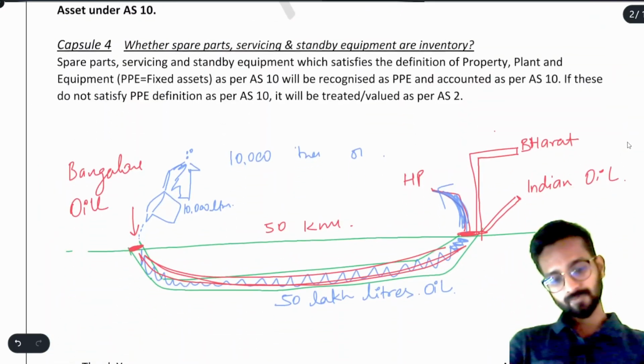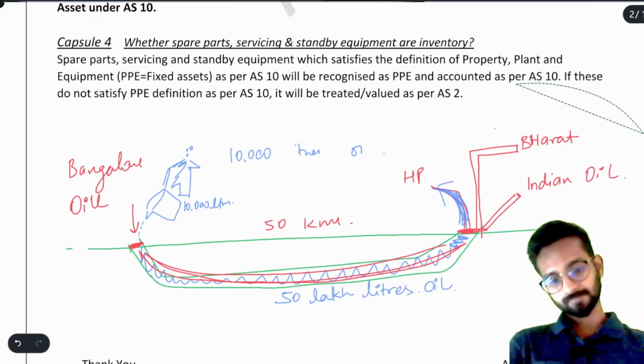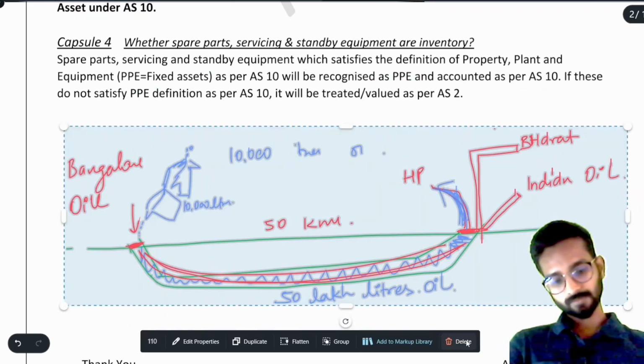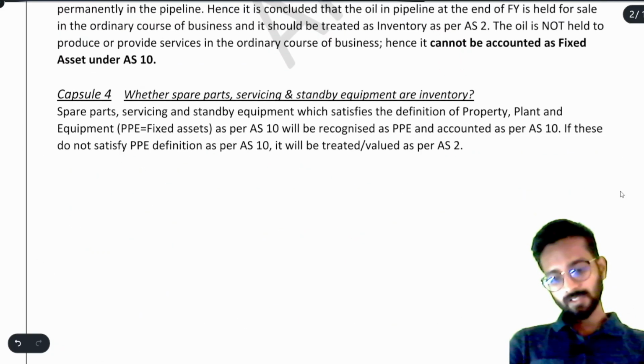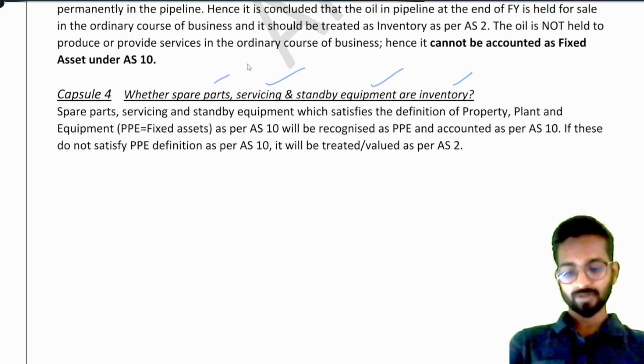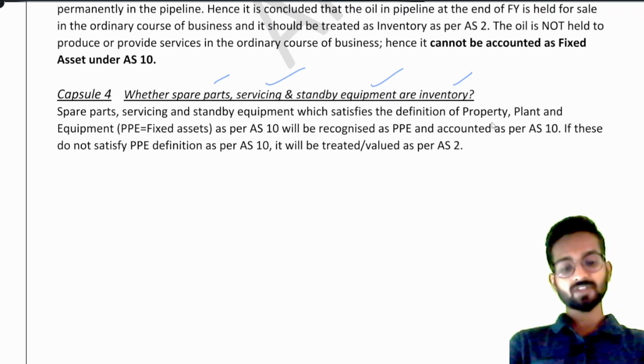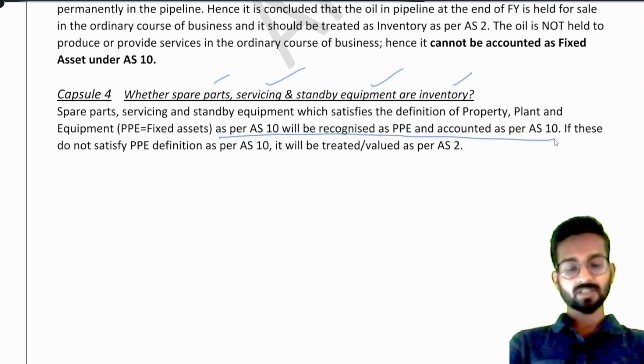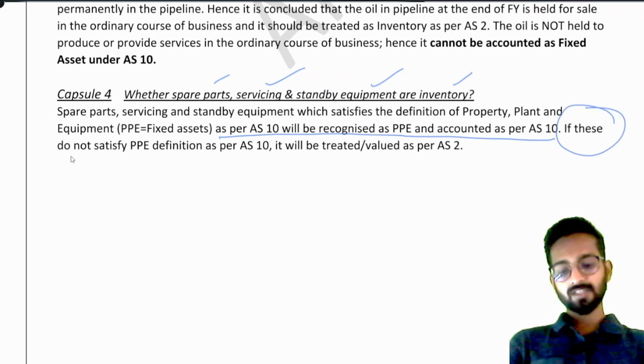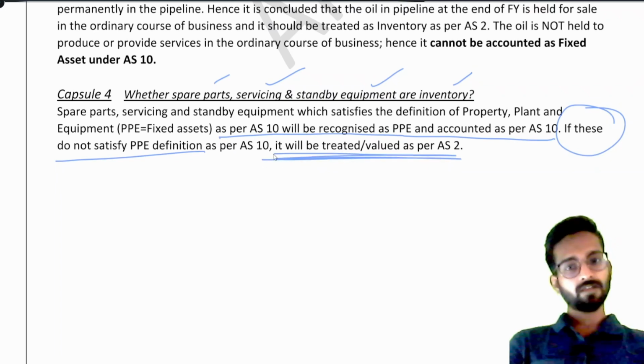Now the fourth capsule talks about whether spare parts, servicing, and standby equipment are inventory or not. Spare parts, servicing and standby equipment which satisfy the definition of property, plant and equipment as per Accounting Standard 10 will be recognized as PPE, and should be accounted as per AS 10. If these do not satisfy the PPE definition, it will be treated as per Accounting Standard 2.